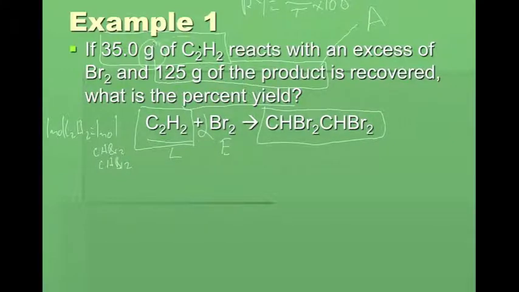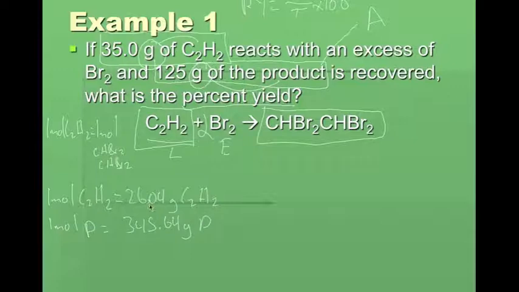Now, since it says grams of C2H2 and grams of our product, we need the molar mass of both. I figured out that 1 mole of C2H2 equals 26.04 grams of C2H2, and I also calculated that 1 mole of my product equals 345.64 grams of my product. I'm just writing product to save a little time and space. So we have our three conversion factors. Let's go ahead and set it up and work it out.